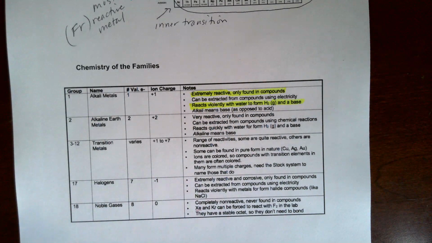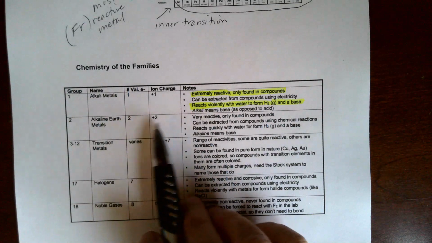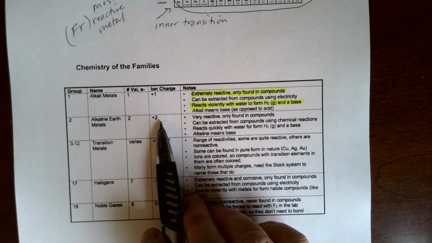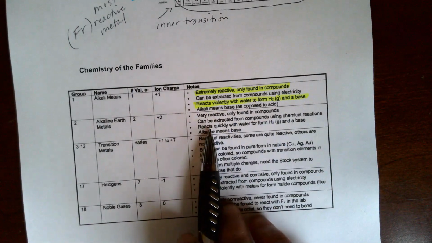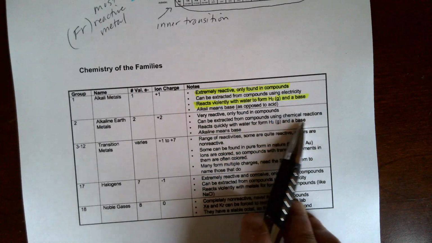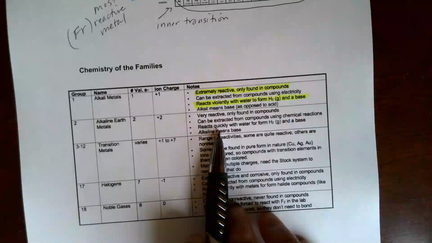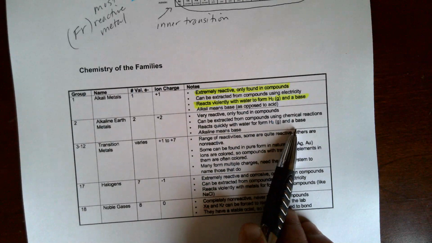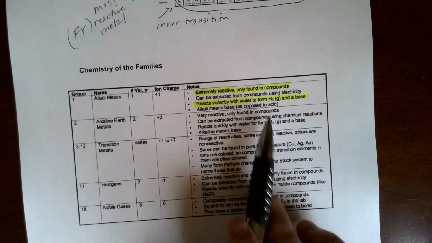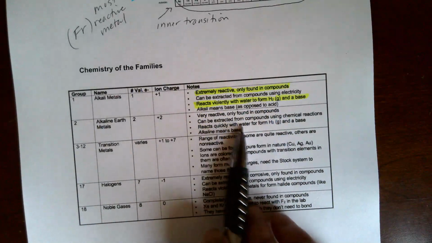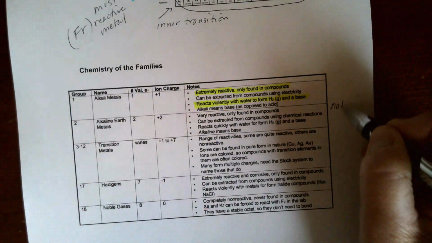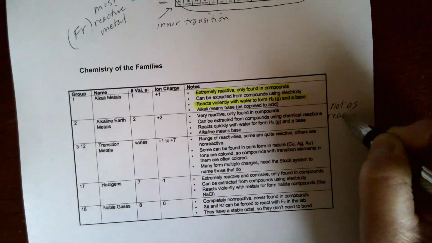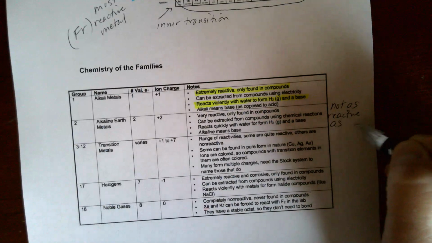In the second group right here, we have alkaline earth metals. They have 2 valence electrons, so they form a +2 ion. They too are very reactive. They are only found in compounds. We can extract them from compounds using a chemical reaction. They will react quickly with water to form hydrogen and a base, so similar properties, but not as reactive. So we're going to note that, not as reactive as group 1.